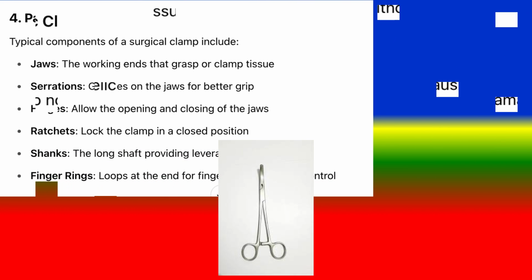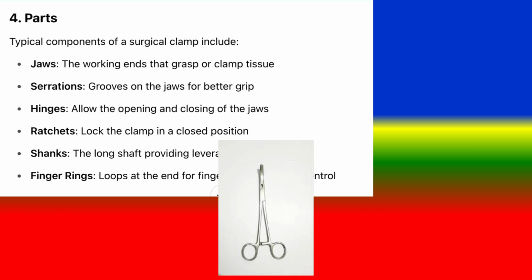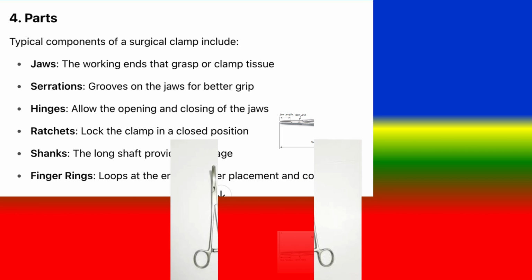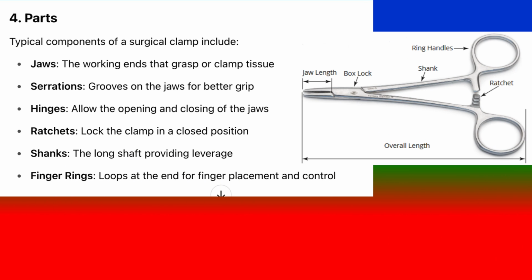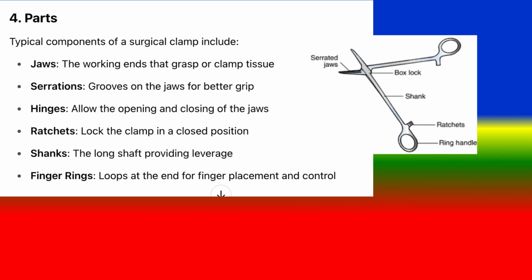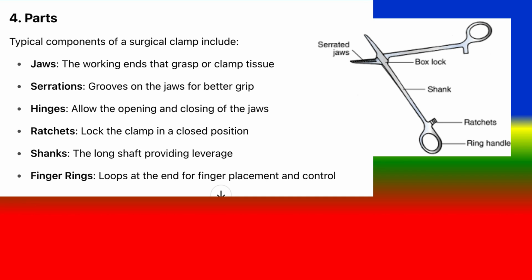4. Parts. Typical components of a surgical clamp include jaws, the working ends that grasp or clamp tissue; serrations, grooves on the jaws for better grip; hinges, allowing the opening and closing of the jaws; ratchets, which lock the clamp in a closed position; shanks, the long shaft providing leverage; and loops at the end for finger placement and control.